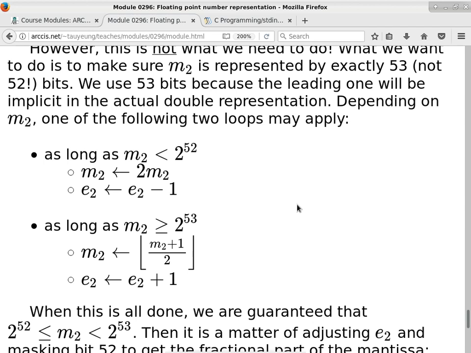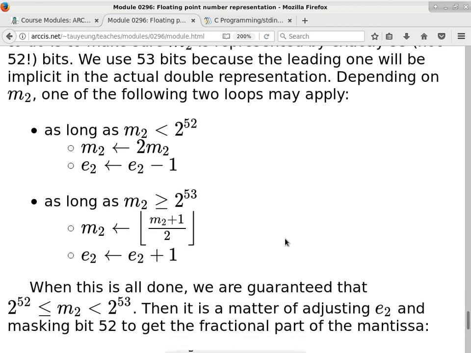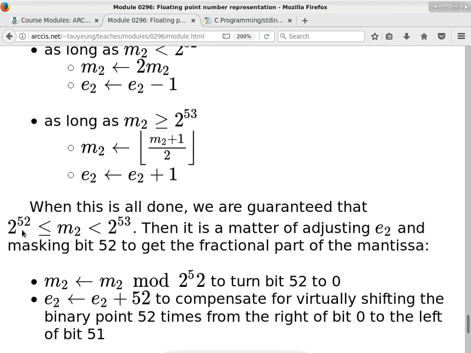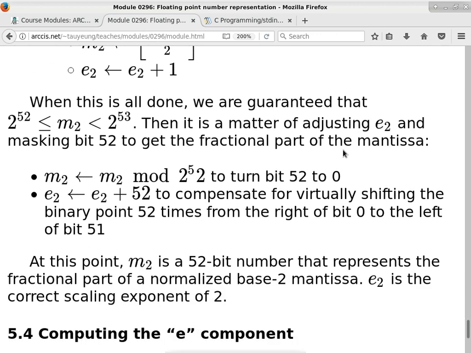But this time you have to be careful what the type is for M2, because in order to do all of these shifting, M has to be a 64-bit number. If M is a 32-bit number, the shifting will give you a 0. So when this is all done, we guarantee that M2 is between this and this value. Then it's just a matter of adjusting E2 and masking bit 52, turning it into a 0 to get the fractional part, to only have the fractional part of the mantissa remaining. So are we doing okay so far with this stuff here?